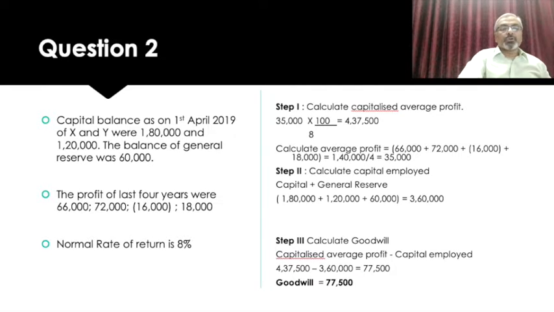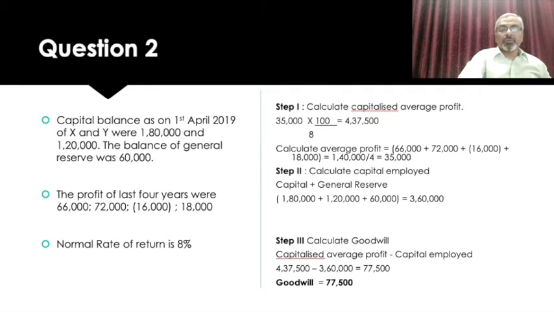First, we have found out the average profit. How did we do it? 66,000 plus 72,000 minus 16,000 plus 18,000 has given us a total of 1,40,000. This has been divided by 4 because we are given 4 years profit and loss, and we get 35,000 as the average profit.